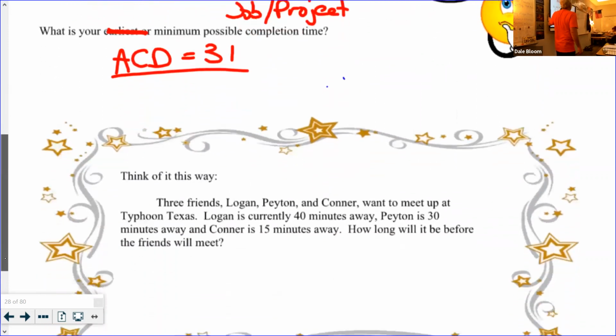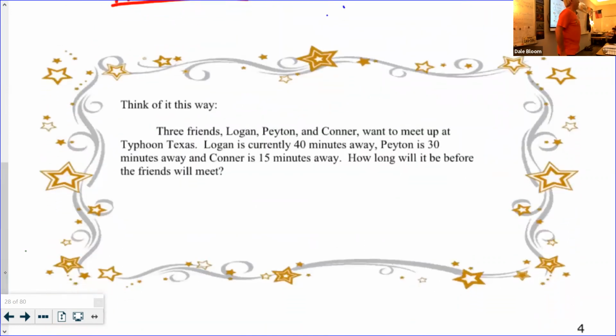Here it is. Let's say we got 3 friends. Pay attention, please. You guys need to know this. You got 3 friends here, Logan, Peyton, and Connor. They want to meet up in Typhoon, Texas. Okay? Well, Logan is 40 minutes away. Peyton is 30 minutes away. And Connor is 15 minutes away. So my question is, how long before the friends meet at Typhoon, Texas?